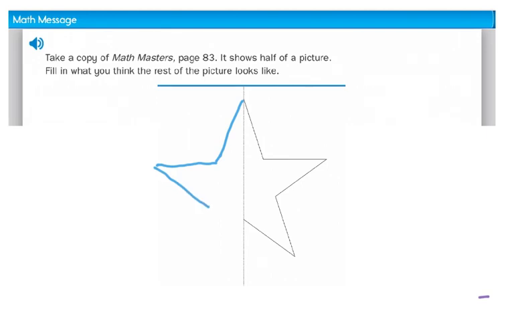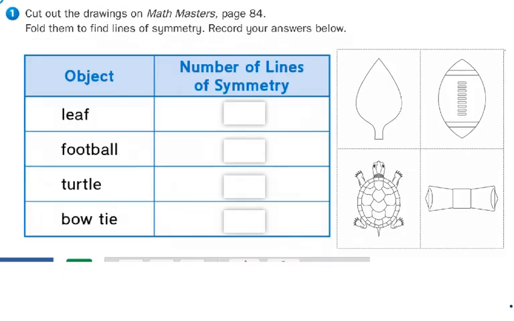That each side, as best as I can, would look exactly the same. If I folded along this dotted line, each side would match up perfectly. So that's what we're going to do today. We're going to learn about lines of symmetry, where you could fold an object in half and it would match up. So we're going to go on to journal page.